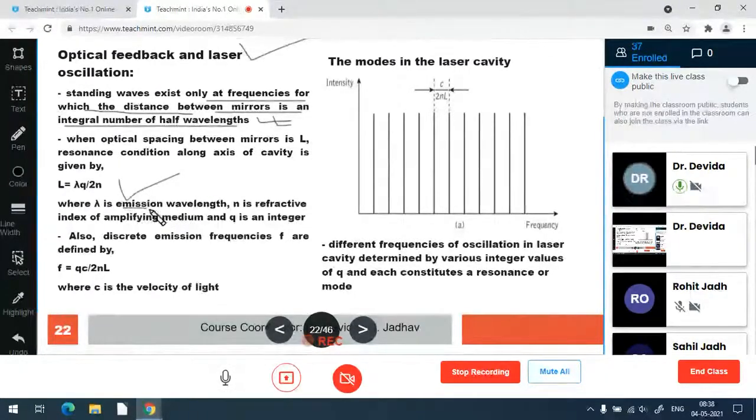This time we are only revising very quickly. Where lambda is the emission wavelength, n is the refractive index of the amplifying medium, and q is any integer: 1, 2, 3, 4. So f is qc upon 2nL. This formula we have derived already. C is the velocity of light, and different frequencies of oscillation in the laser cavity are determined by various integer values of q, and each constitutes a resonance mode. So these frequencies are discrete frequencies, and the difference between frequencies, delta f, is c upon 2nL.